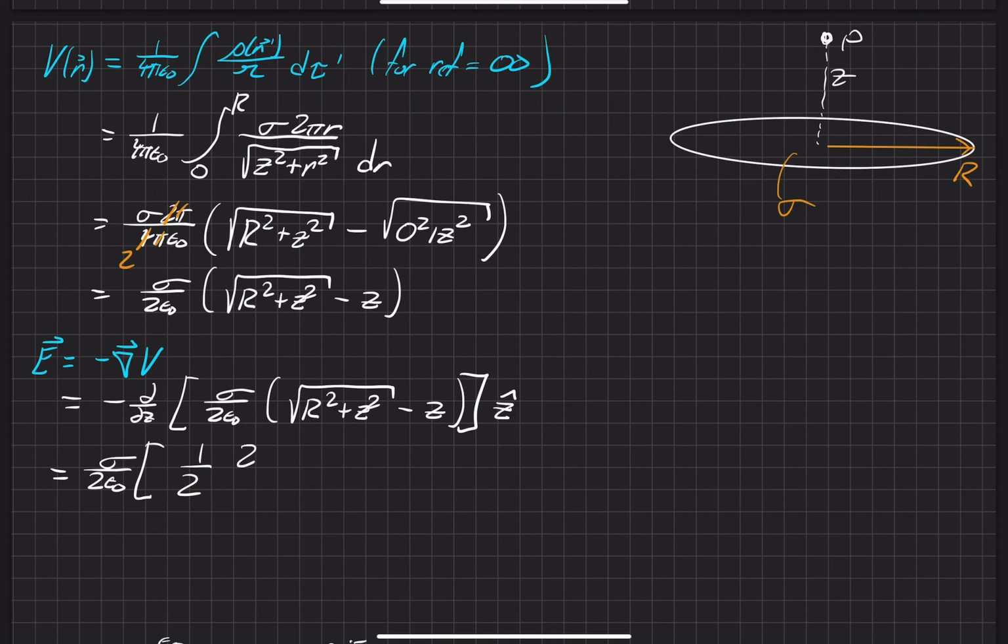chain rule happens to z over r squared plus z squared. That is a tiny one. I'm sorry about that, guys. And then minus 1 in the z hat direction.